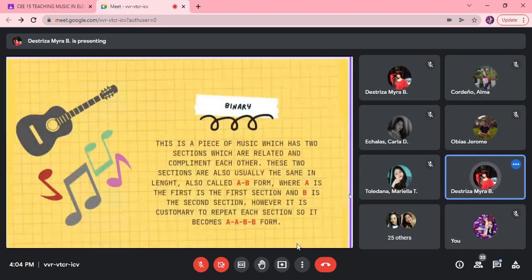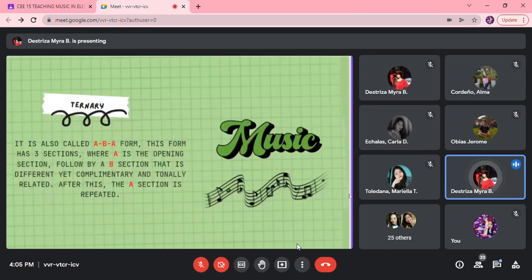Next is binary. This is a piece of music which has two sections which are related and complement each other. These two sections are also usually the same in length, also called AB form, where A is the first section and B is the second section. However, it is customary to repeat each section so it becomes AABB form. So, binary is a two-part form. It is used in many hymns and popular songs where there is a verse and a chorus. Next is ternary. It is a three-part form and is a common structure used in songs. Maipapakita ko sa inyo ang example.